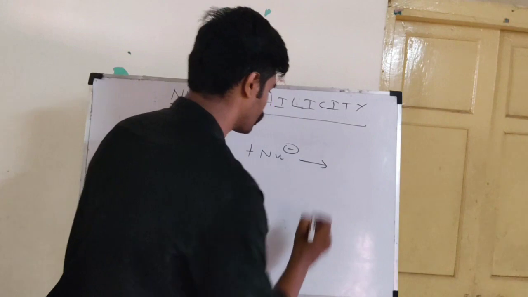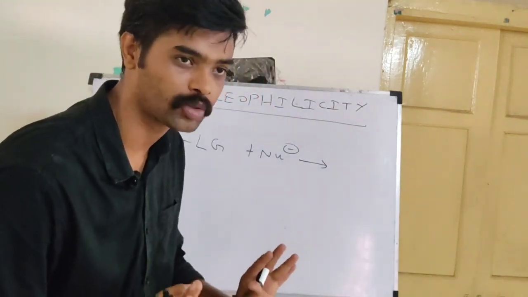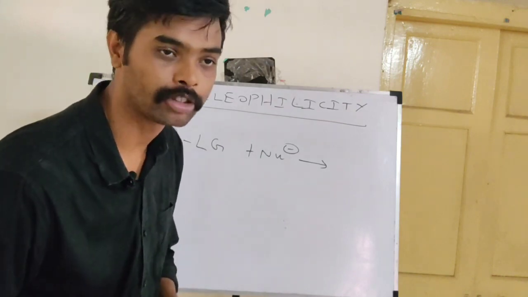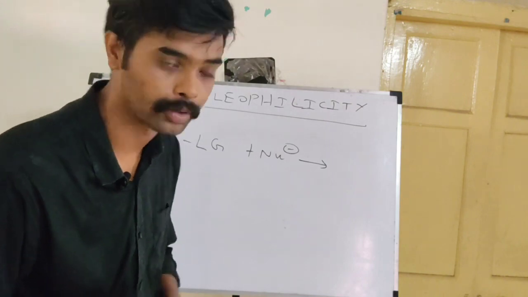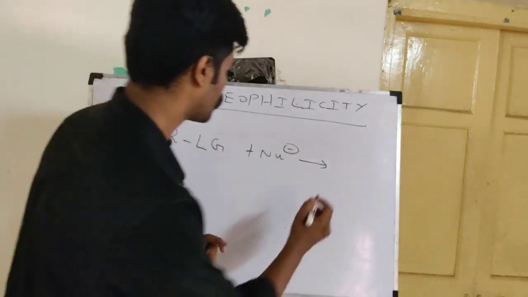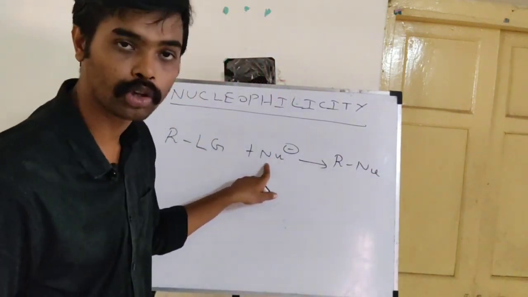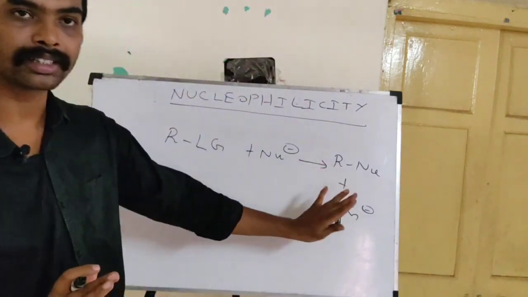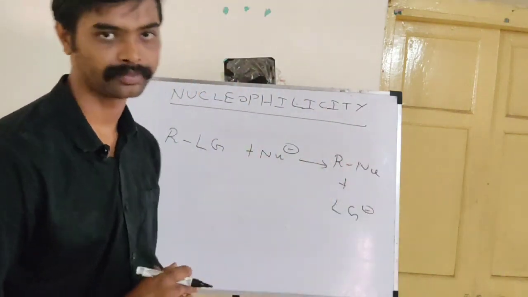Now the overall reaction goes like this. It is going to be a simple displacement reaction which you have already learned in chemistry. In your lower classes you would have learned a highly reactive species displaces the less reactive species from its compound, and the same thing happens here. So I am going to have a bond formed between the alkyl group and the incoming nucleophile, and I am going to have the leaving group coming out. Now this is a simple nucleophilic substitution reaction, right?